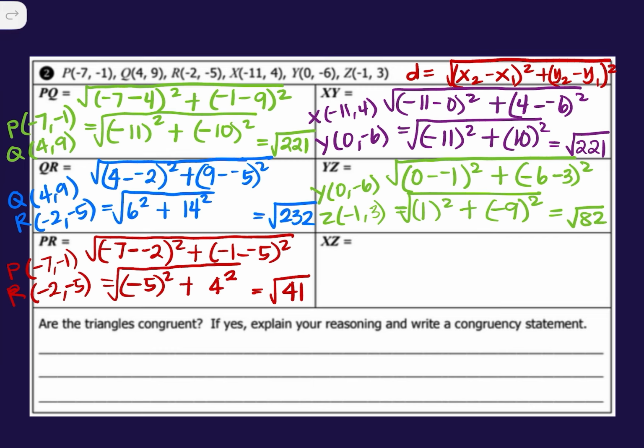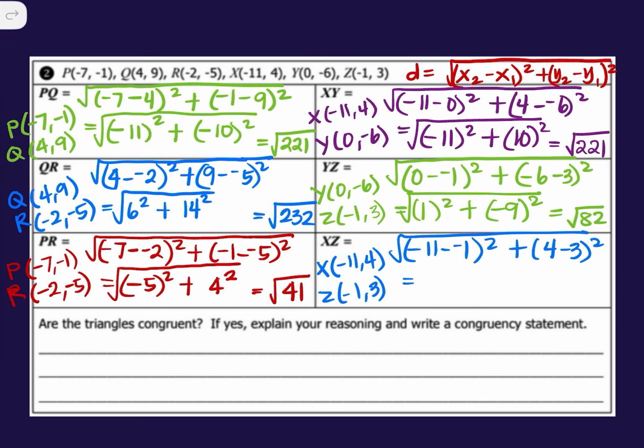All right, one last side. Now this time it is X and Z. So X with coordinates -11 and 4, and Z with -1 and 3. So -11 minus -1 plus 4 minus 3. So we'll have -10 to the second power plus 1 to the second power. So when we simplify, we will have square root of 101.